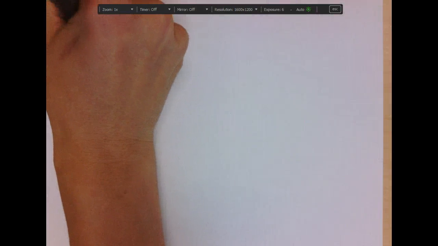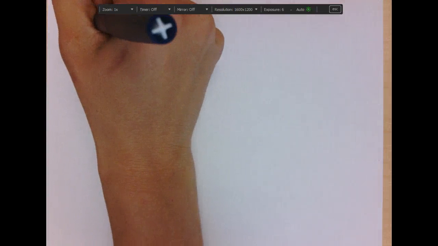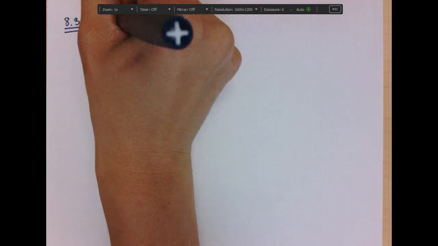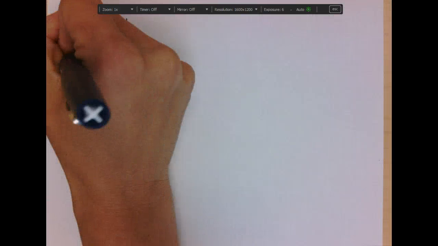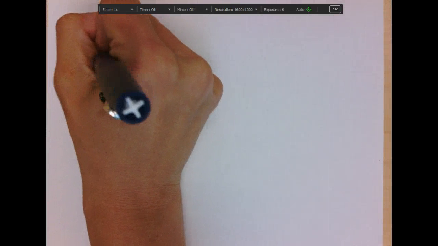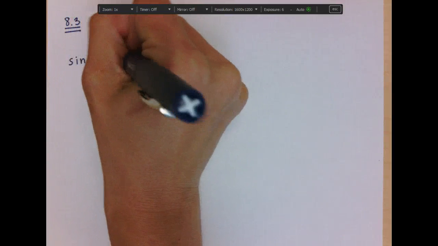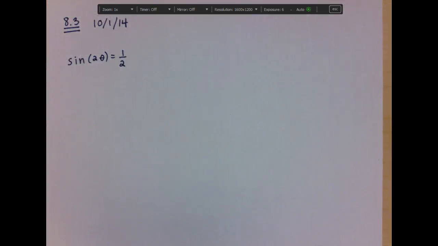I had a few things come to my attention from today's lecture that I wanted to talk about. This is from Wednesday, October 1st in section 8.3. One of the examples that we did on the board today was solving sine of 2 theta equals 1/2. There was some confusion among some students about the answers, and there's a good reason for that. What I had written on the board was actually not correct, and I didn't realize it until someone brought it to my attention. So let me help you understand what was happening there.